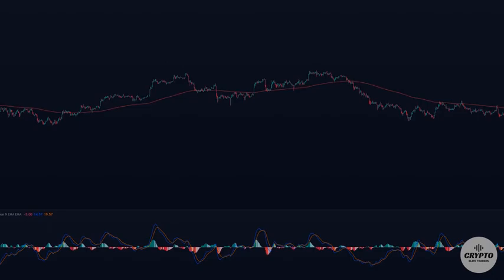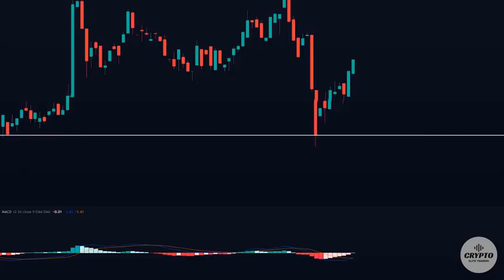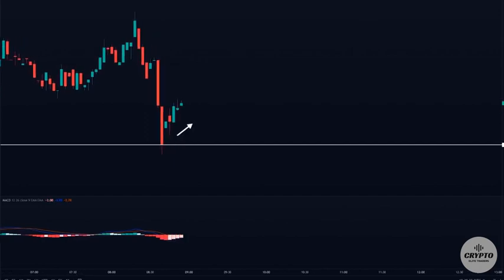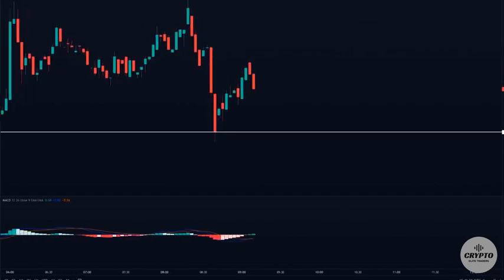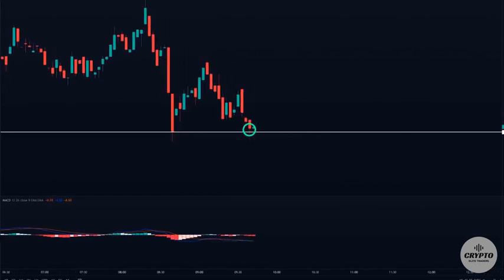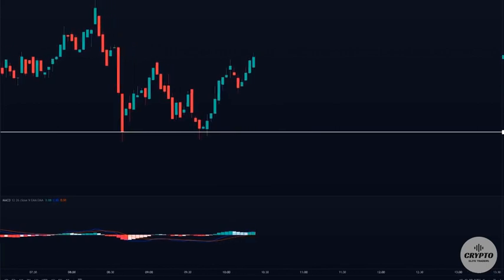To fix this issue, we have to combine the MACD with price action. To do this, identify a key support or resistance where the price hits and bounces. As you can see, the price goes down, hits this point, and reverses upwards. The next step is to wait for the price to hit the same key level again, and once it does, we are expecting the price to bounce off the support and go upwards just like it did before.